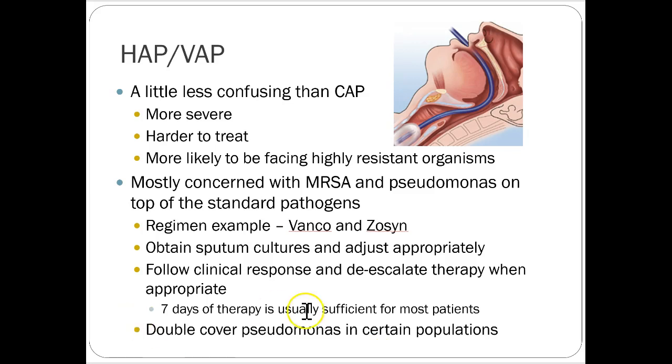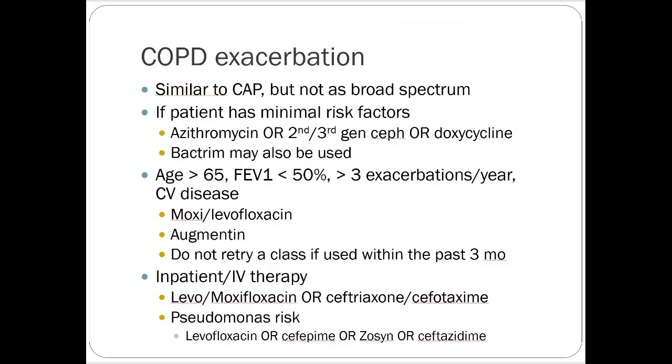One other thing I should say, double covering Pseudomonas. It is generally recommended that in some populations you double cover Pseudomonas. There is some controversy over whether it's worth doing this or not, but a really common example would be like if you had vanco and Zosyn as your primary regimen, you'd add ciprofloxacin onto that as well.